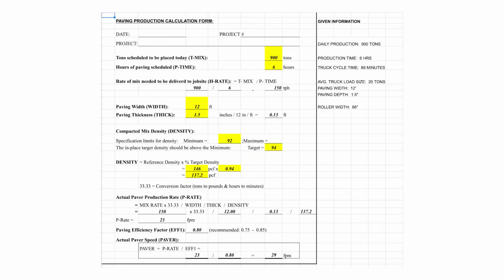It was brought to my attention that on the last problem, there was a mistake on the bottom. It should be your paver speed, 23 feet per minute times 0.8, which would reduce it down to 18.4 instead of divide. So, sorry about that.